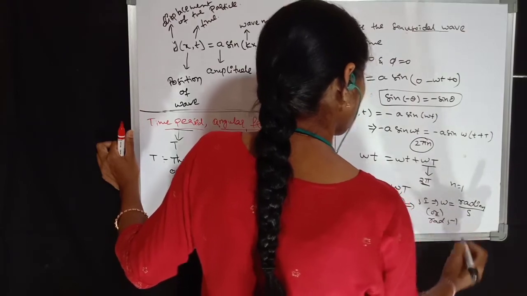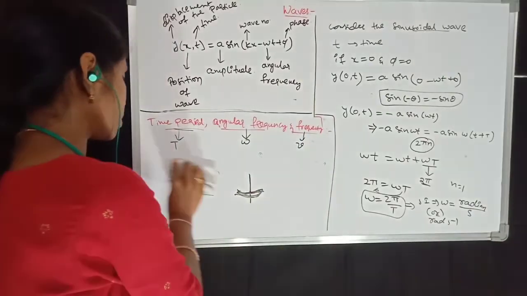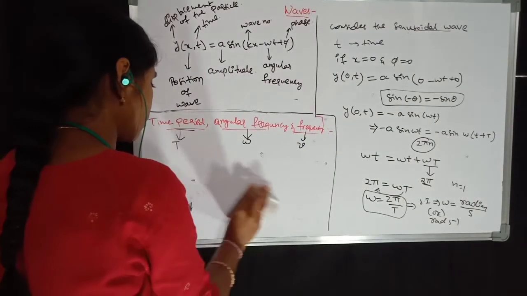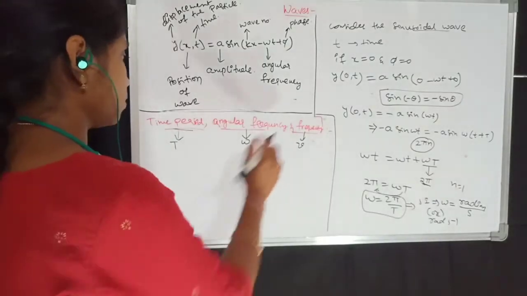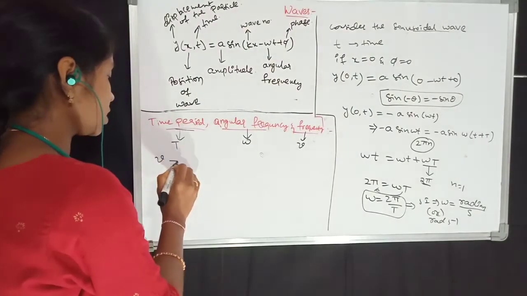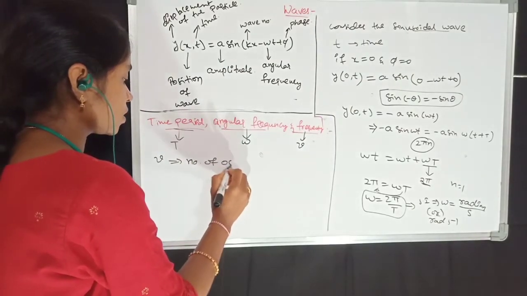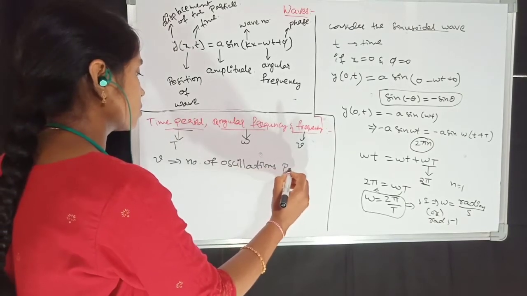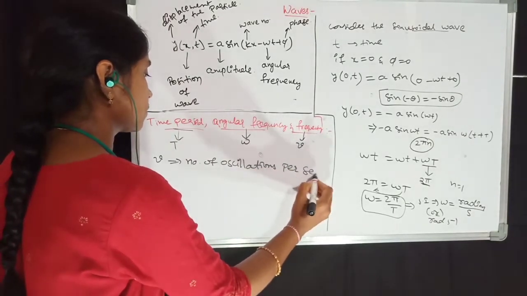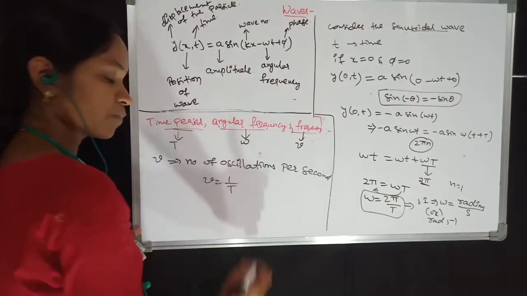Coming to our next topic, frequency. Frequency mu is nothing but the number of oscillations per second. That is, mu is equal to 1 by T.